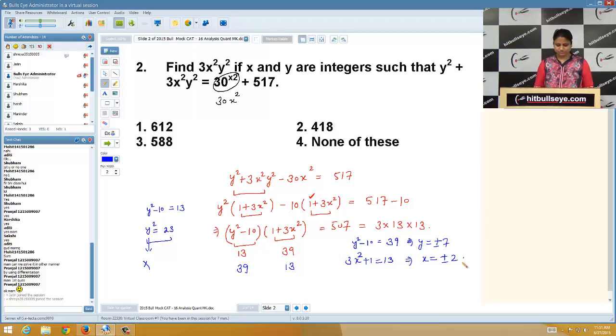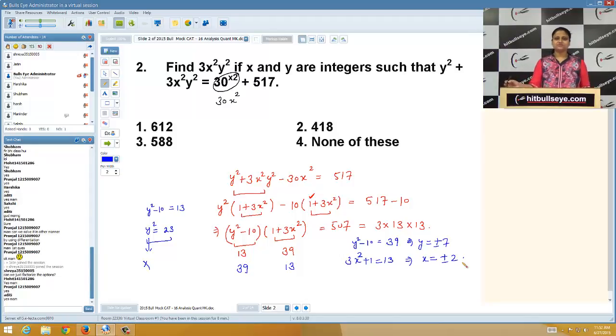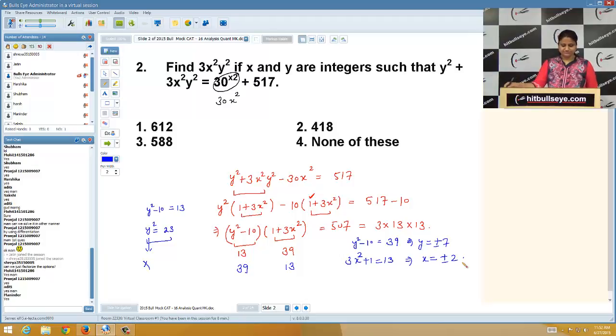Is it okay with you? Yes, all of you? Yes, of course, Shreya. Of course, find 3x square y square. The answer should be a multiple of 3. Then only we can mark the answer. But there is an option, none of these. If you want to take a chance out of the first 3 options, you could mark the option directly. Answer should be a multiple of 3.